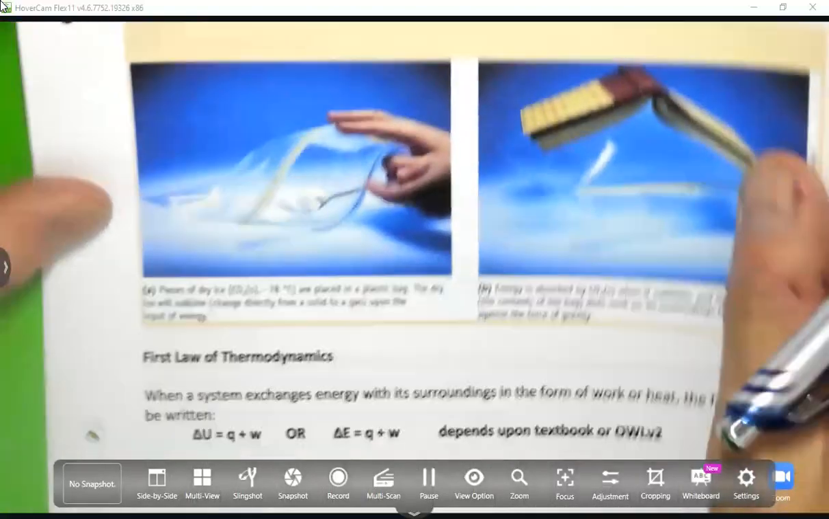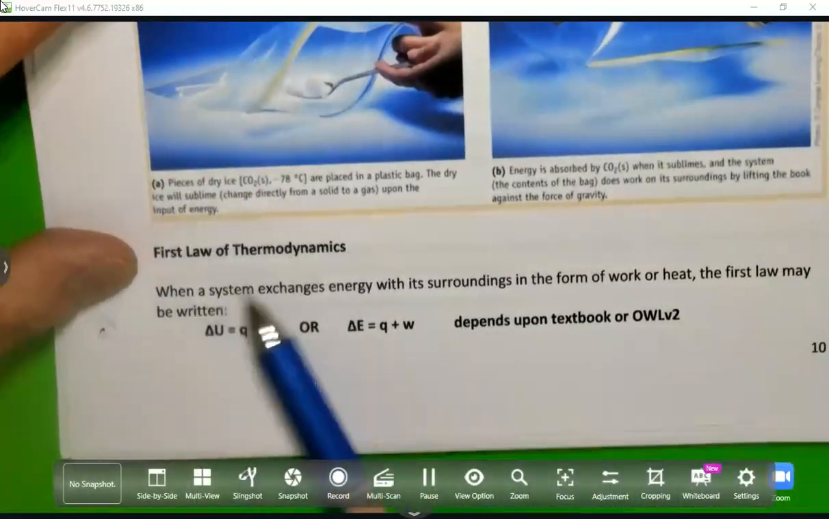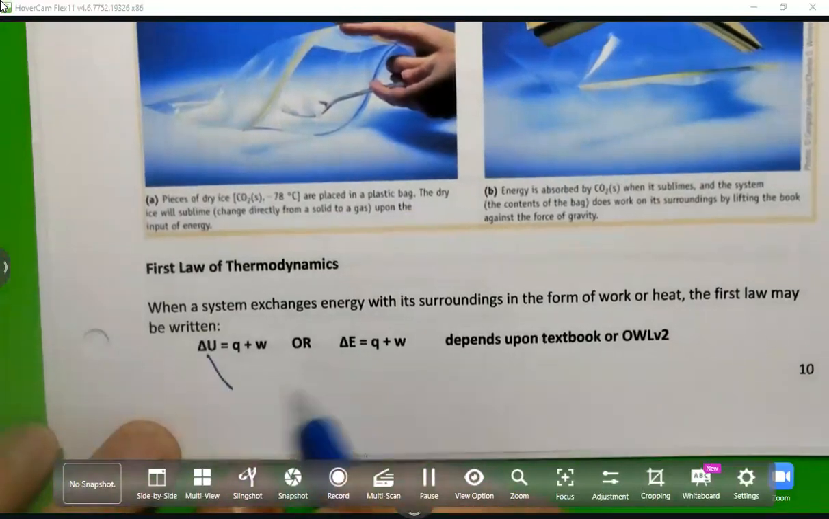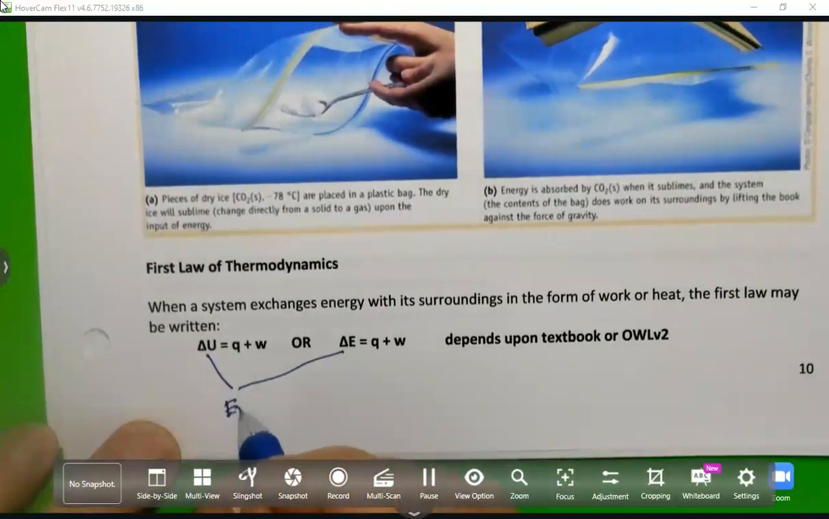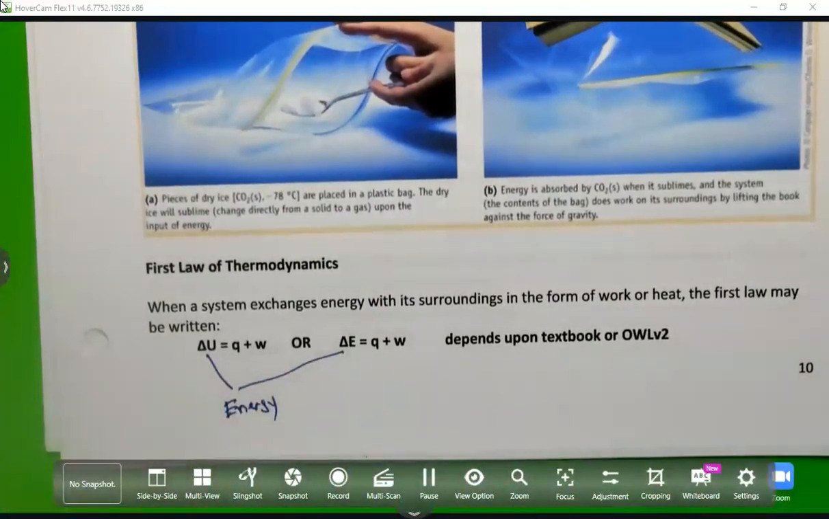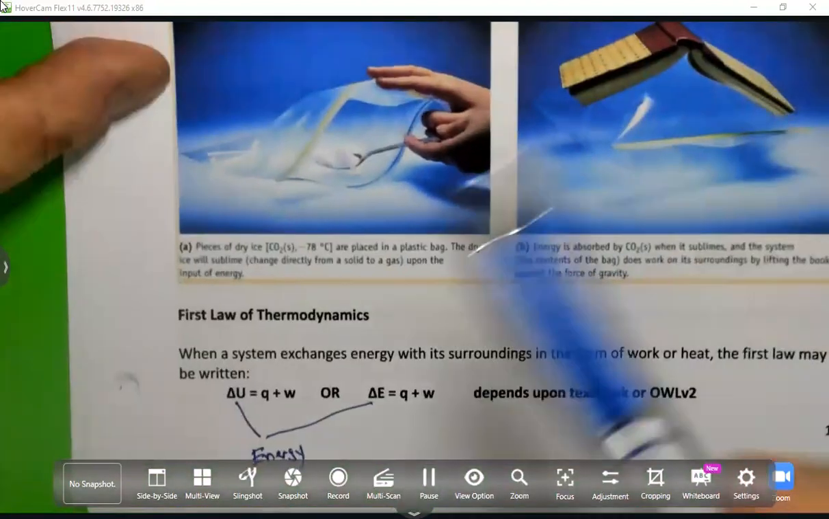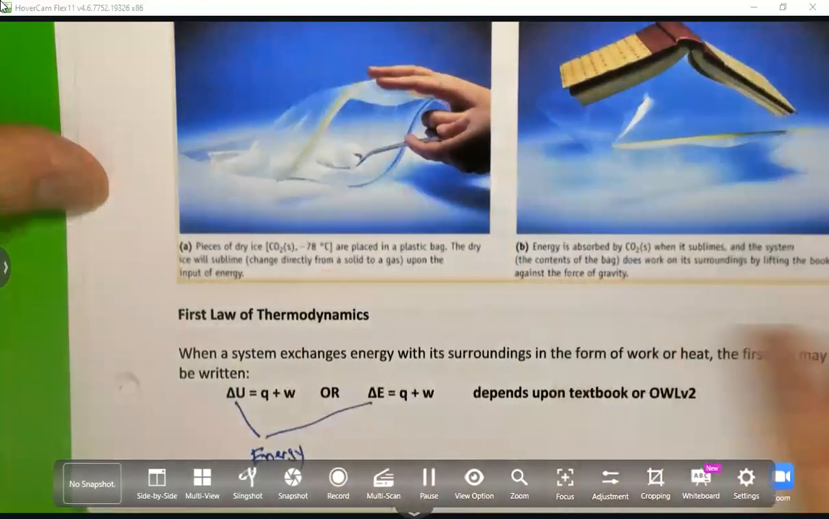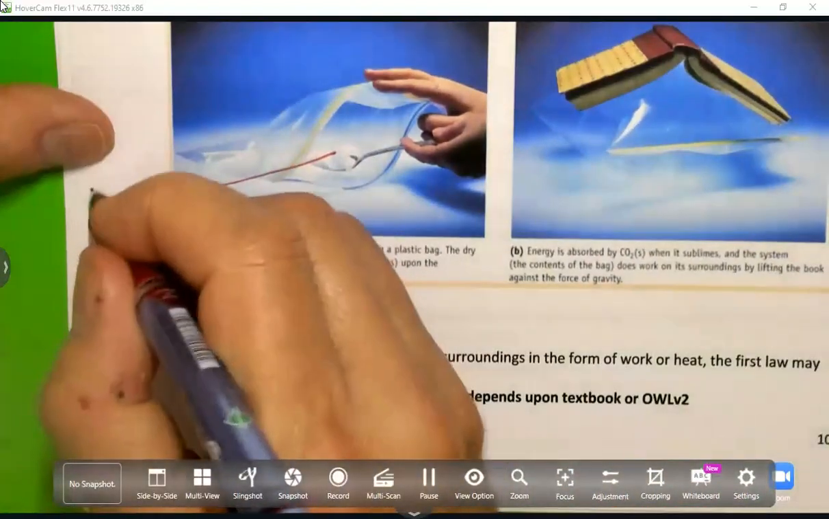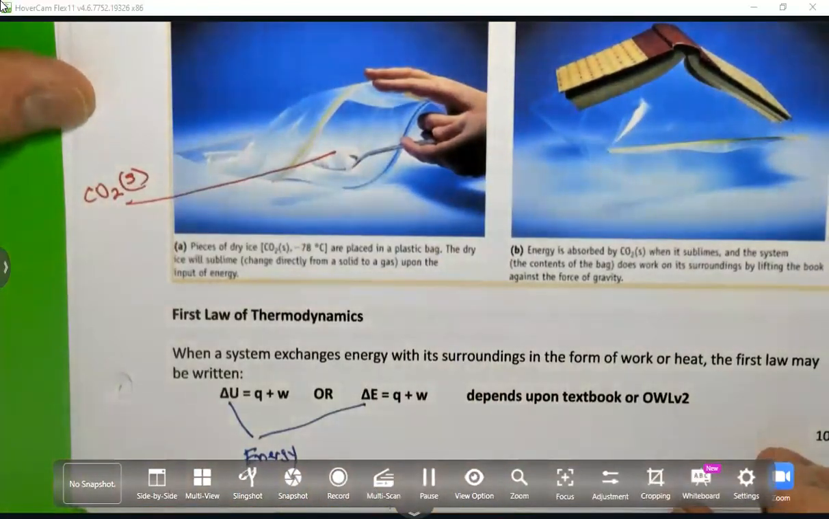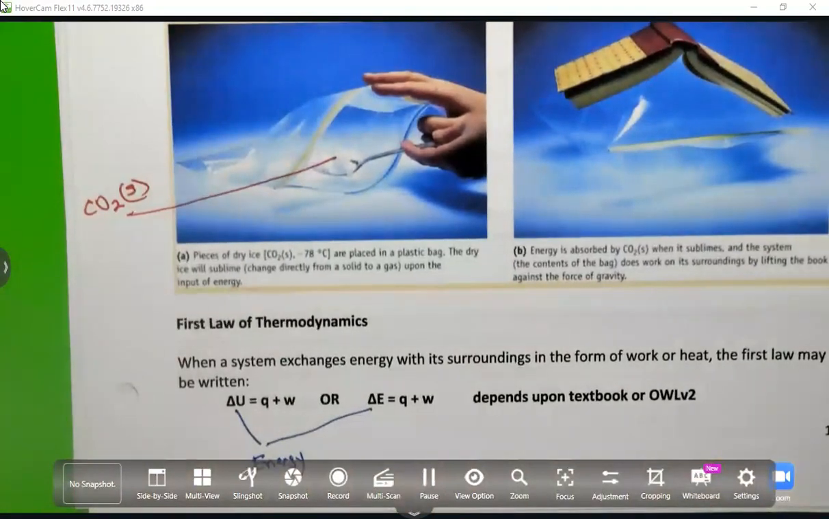And that starts with the first law of thermodynamics, which simply says there's two ways. This is our energy. And this is a good example. This is dry ice. What is dry ice? Nothing but CO2 solid, correct? Carbon dioxide solid. I think you've all seen dry ice.